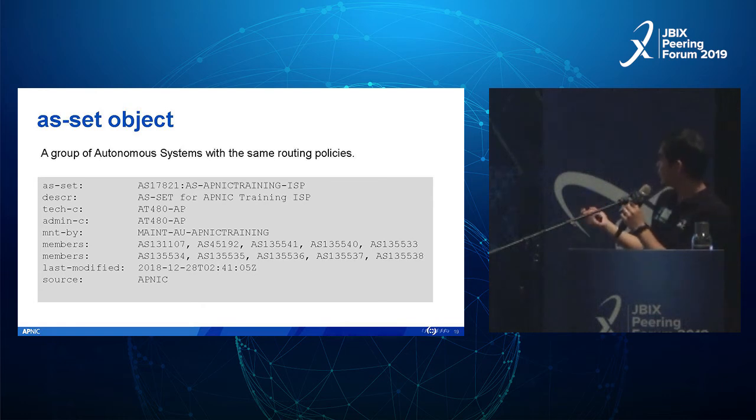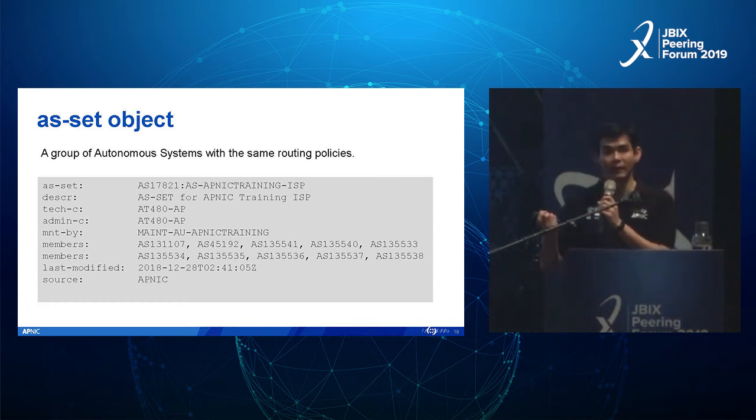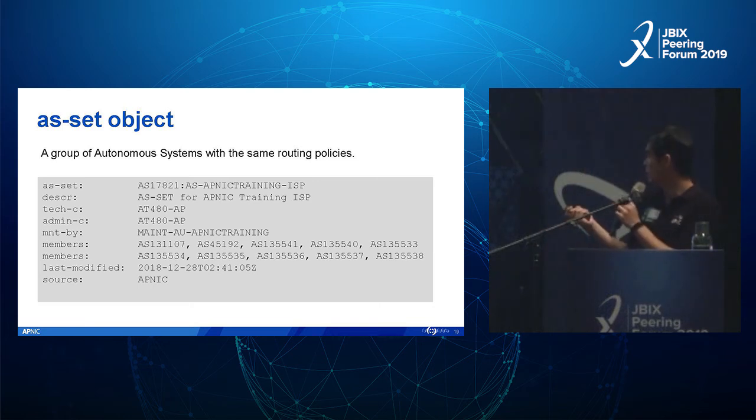And for AS-set object, it is for a group of AS numbers that have the same routing policy. So usually in the AS-set format, you will list down in the member section all the AS numbers that have the same routing policy between the network.